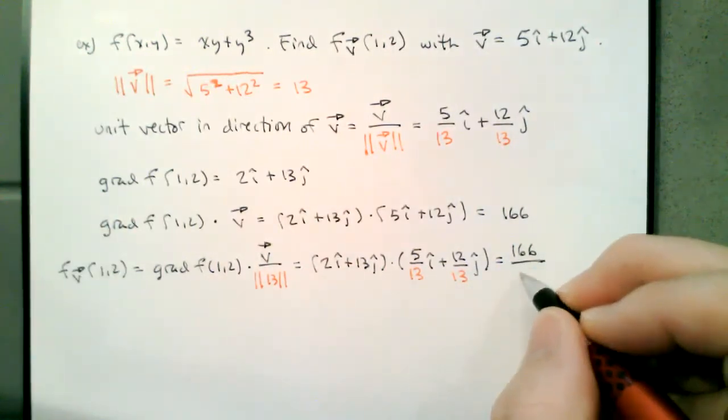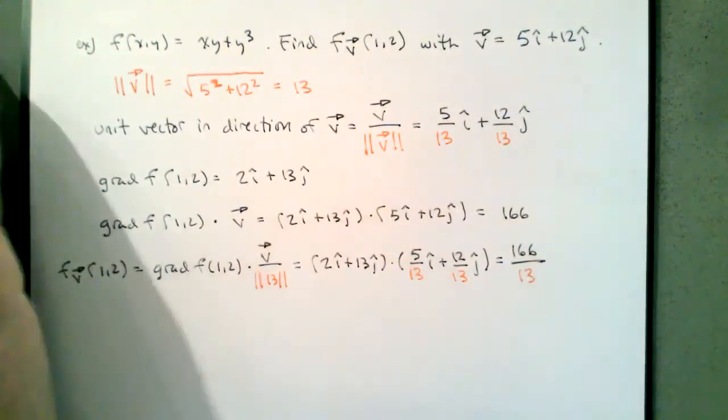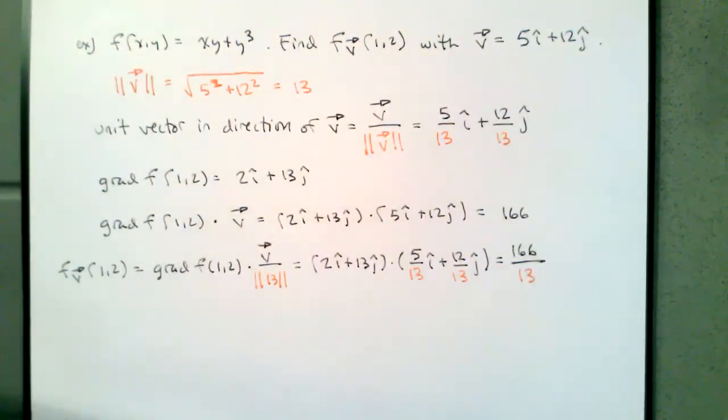If Canvas is like, oh, that is incorrect, go back and check to see that the vector that you were given is a unit vector. If it's not a unit vector, just divide by the length of that vector. Any questions?